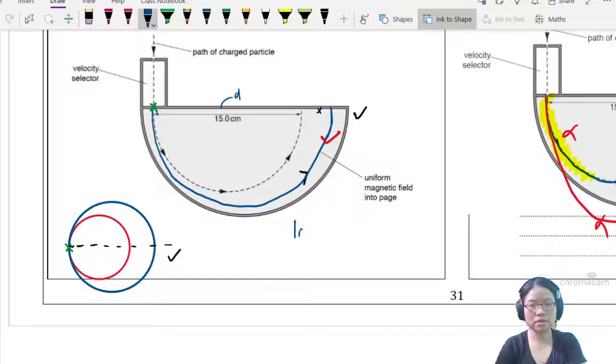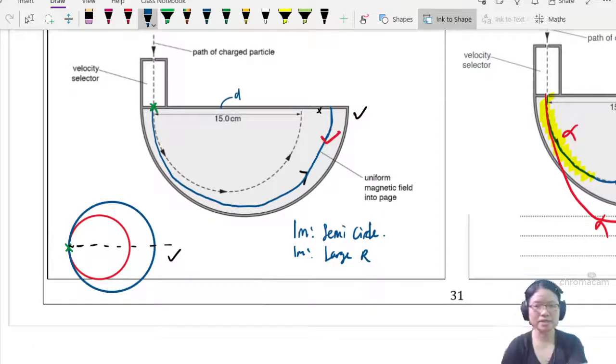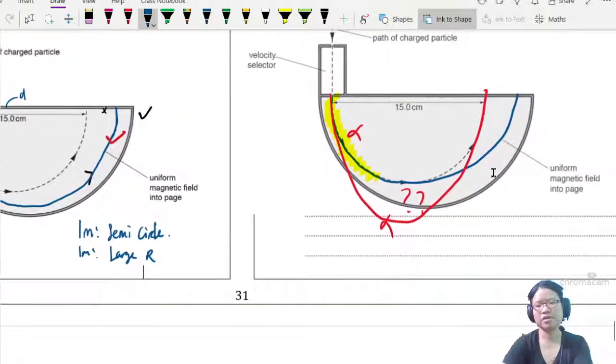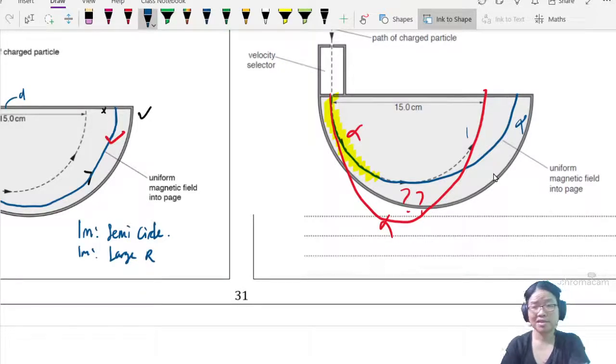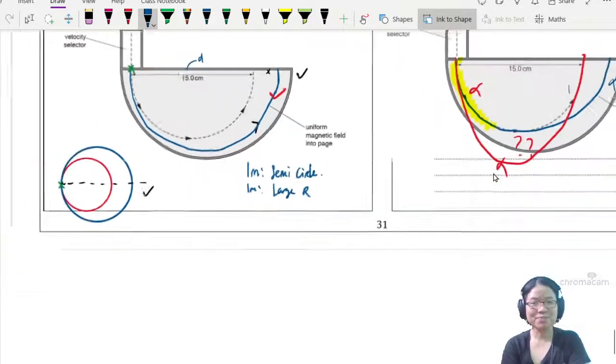One mark is when you draw a circular part, a semicircle. And the second mark is larger radius. So I will deduct the mark for the semicircle because if you draw it these two ways, then these are not semicircles. In fact, the red one looks like an ellipse. Okay, so that's it for the question.